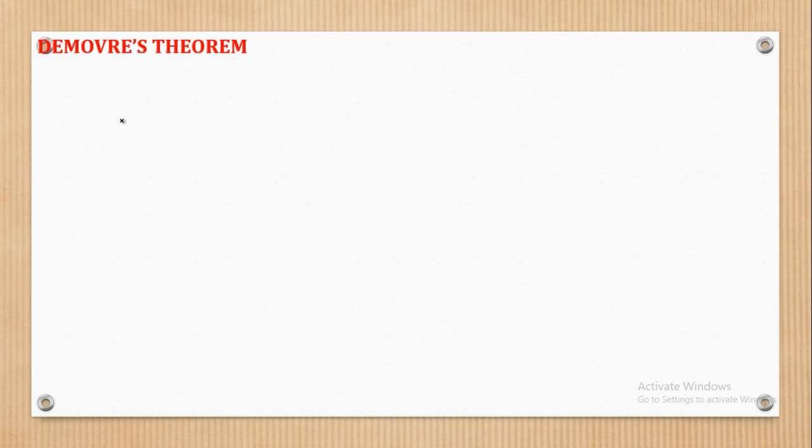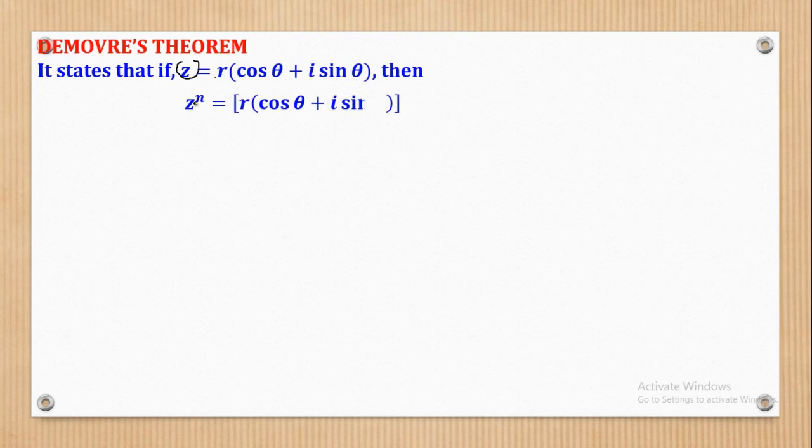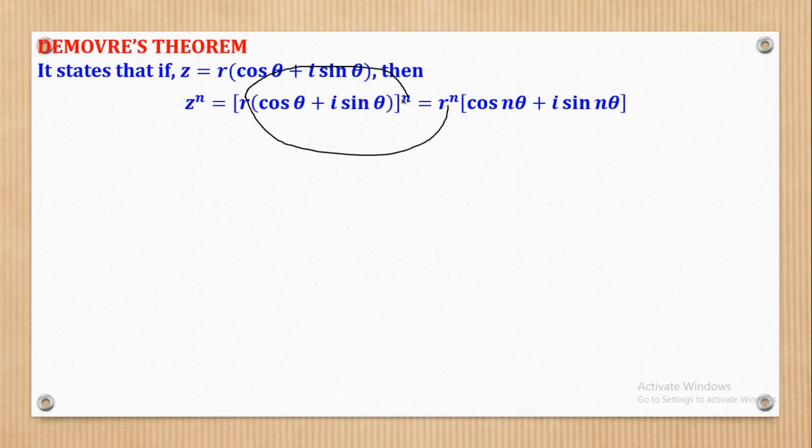So now we shall go to De Moivre's theorem. De Moivre's theorem states that if z is equal to r in brackets cos theta plus i sin theta, then it implies that z to the power n is the same as the whole of this raised to the power n, which is also equal to this power goes to this, which is that, and this power multiplies the angle to give you n theta and n theta there. So that is what we call De Moivre's theorem.